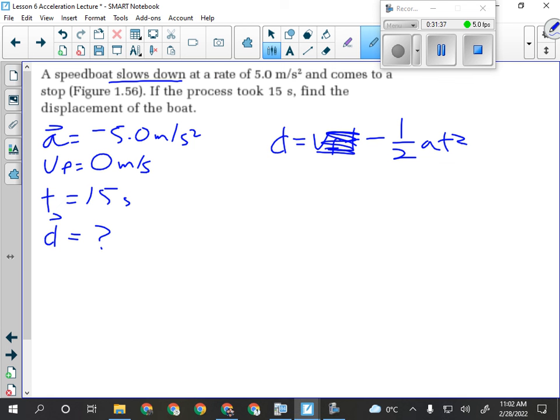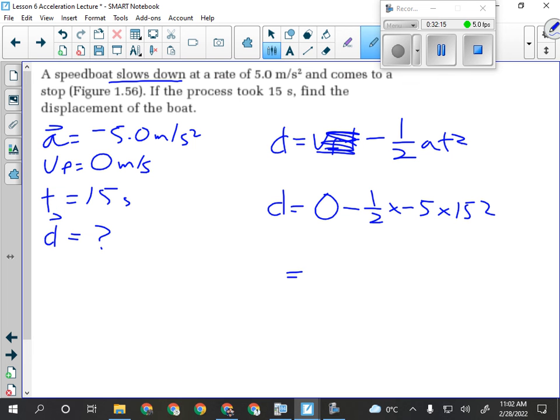So if I'm looking for the displacement of the boat, now I'm going to go essentially 0 minus this, or I just leave the negative in there, 1/2 times negative 5 times 15 squared. This is why that minus is important. This number here is also negative. So when I subtract the negative, I get a positive. Even though this thing is slowing down, it's still moving forwards. And that's why that negative has to stay, to make sure we get the right vector on it.